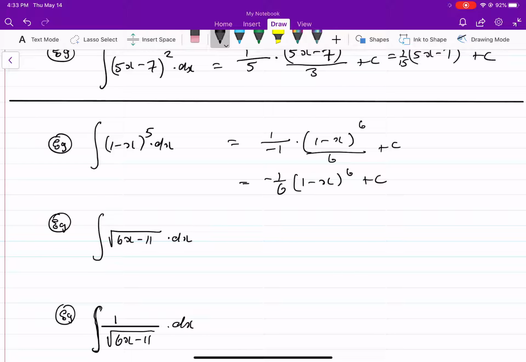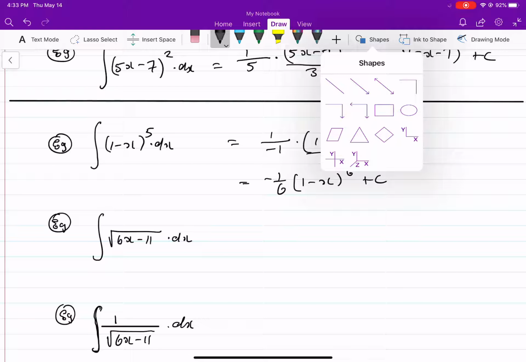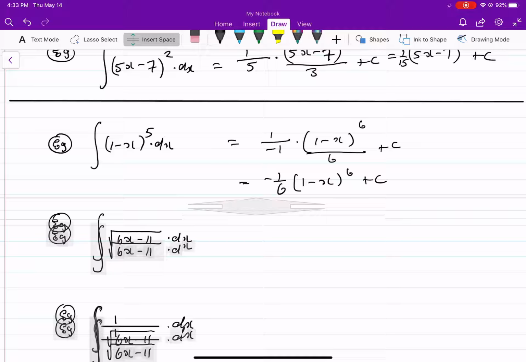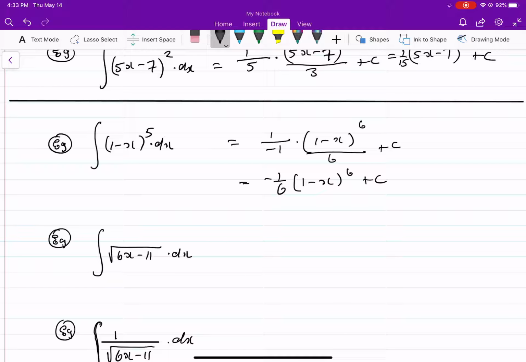Too simple. Too simple. Y'all agree? I know they didn't agree. Let me make some space here. All right, let's tackle the next one.